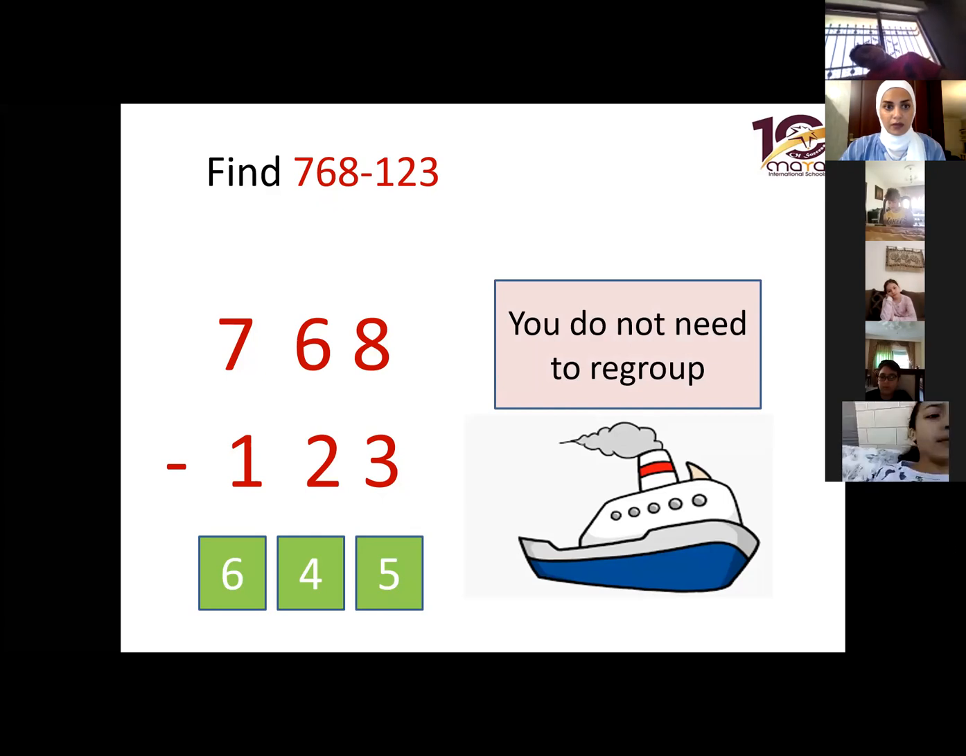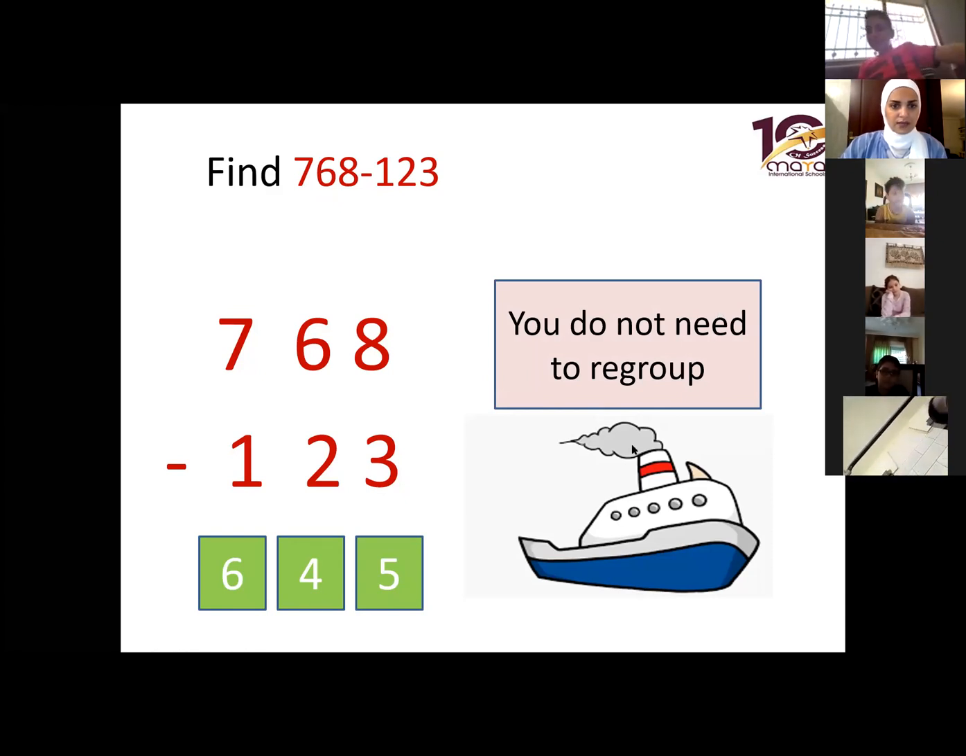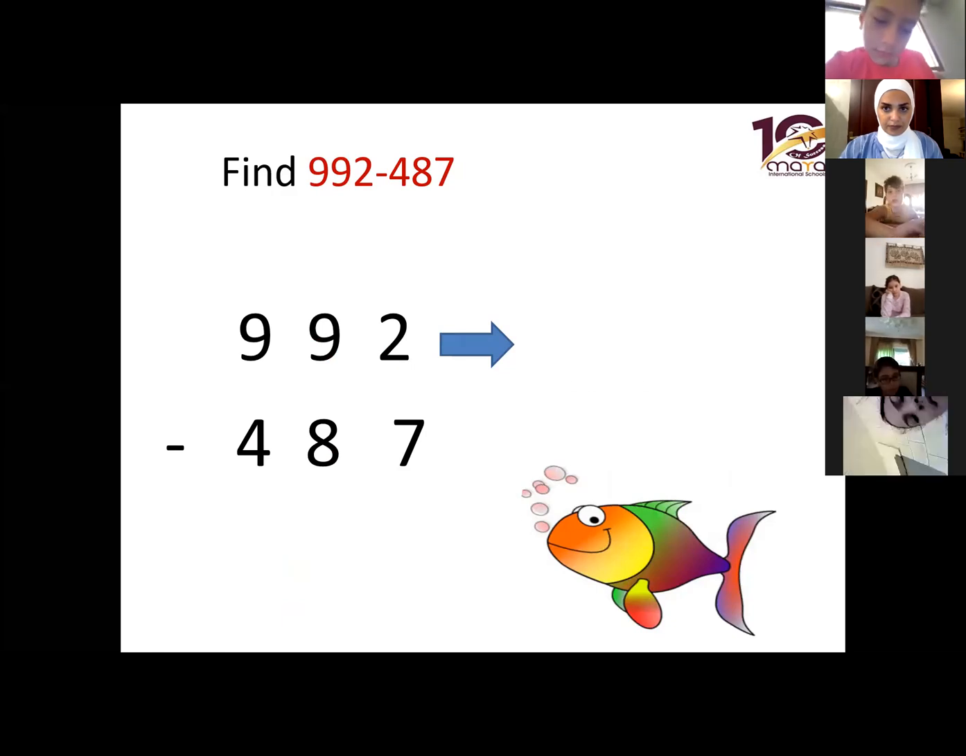Lujain. Yes, Lujain. 2 minus 7. Okay, Zaid, does it work? 2 minus 7? No, we have to take one from the 9.